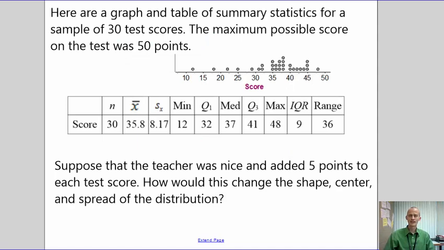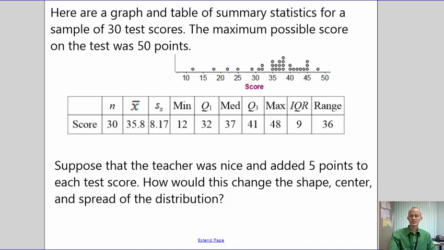So this is the example in the notes. Here is a graph and table for a specific test. So we want to say the maximum possible score on this test was 50. Looking at these, the teacher decides to add 5 points. So you can go ahead and pause the video here and try this on your own, see what you end up with.